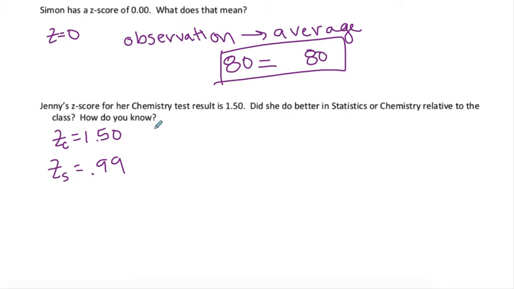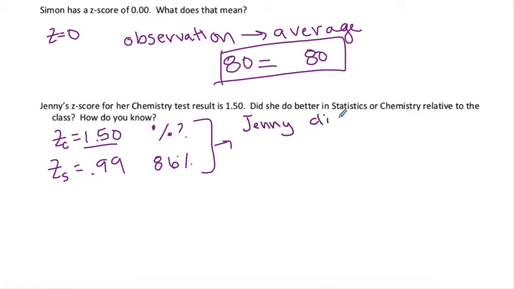So even though we don't know what percent she had here, and we know she had an 86 percent here, we can actually compare her chemistry to her statistics class. So when we compare that, we can say Jenny did better in chemistry relative to the class because she has a higher z-score in that class. So I'll write that out for us.